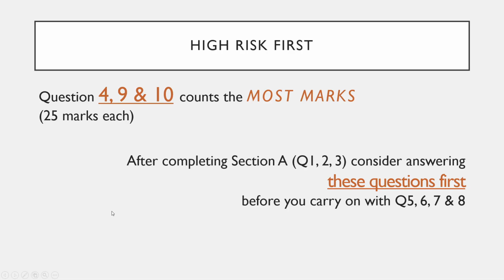Okay. After completing section A, those short questions, consider answering these questions first, the 4, 9, and 10 before carrying on. Now, bear in mind, look, it's not great for us to mark it in that order, but if you want to start with question 1, 2, and 3, then go to question 4, question 9, as long as everything is in the paper. And at least if you're doing each question on a different page, and you staple everything together at the end, you can staple it in the order. But when you answer it, you don't have to answer it in that order. Okay, so this is just one of the strategies.